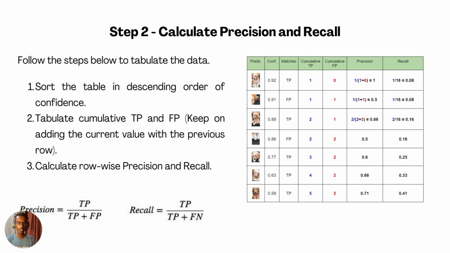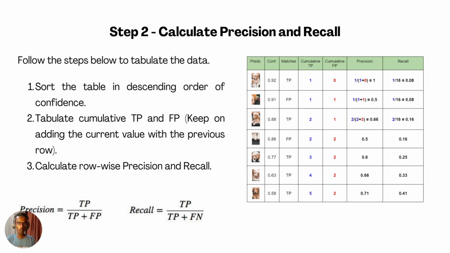Just as we did in the previous video when we computed the non-maximum suppression, we list all of the detections in descending order of confidence score. So the highest confidence score will be at the top and the lowest confidence score will be at the bottom. Then we tabulate the cumulative true positive and false positive.